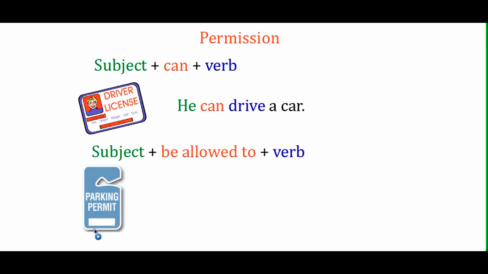And in this one we have a parking permit. Our other formula for permission is subject, be allowed to, and verb. So we could say he is allowed to park here. He has permission. He, verb be, allowed to park here. He's allowed to park here.